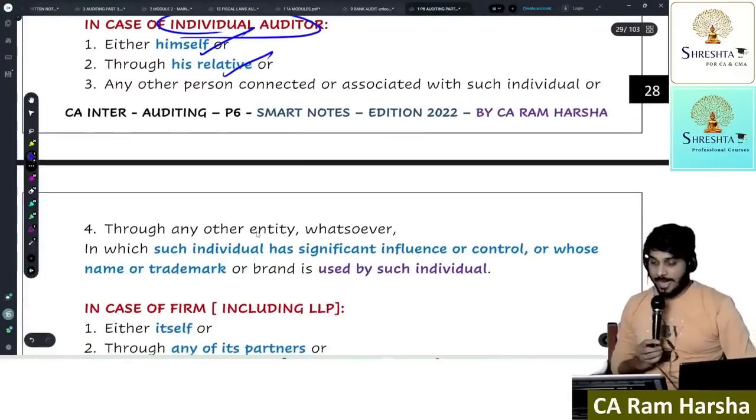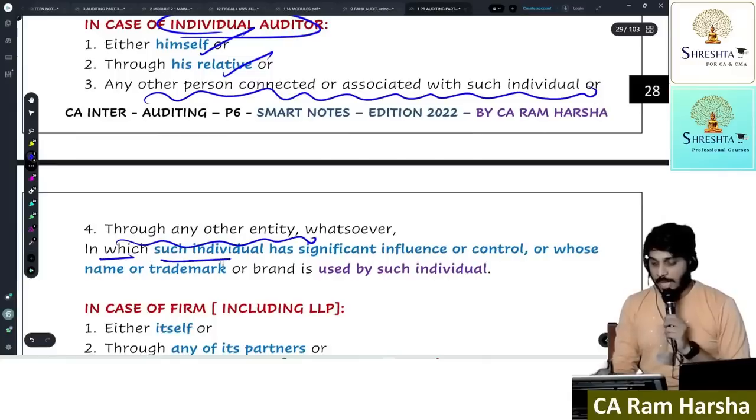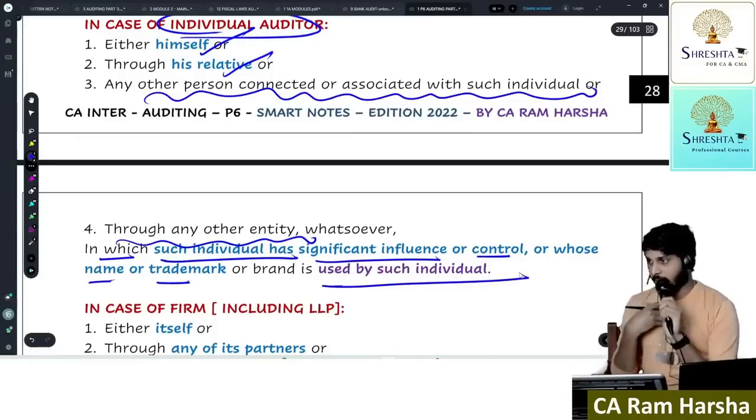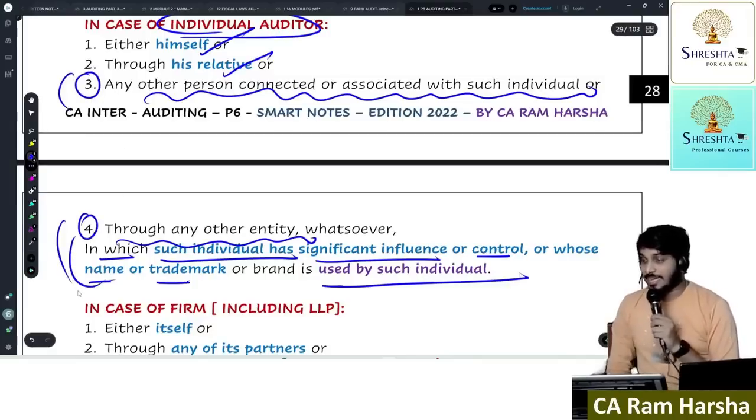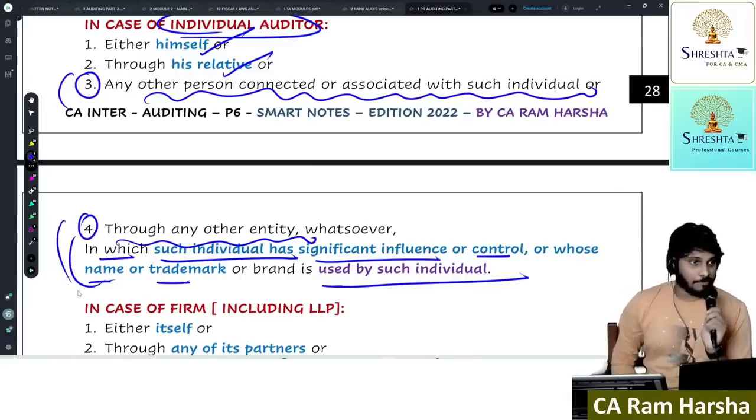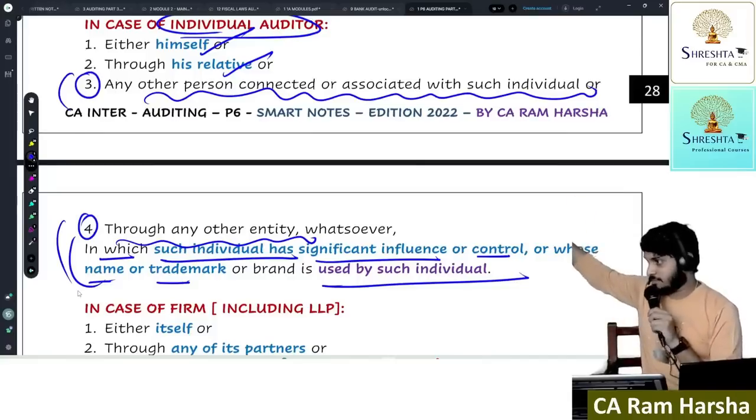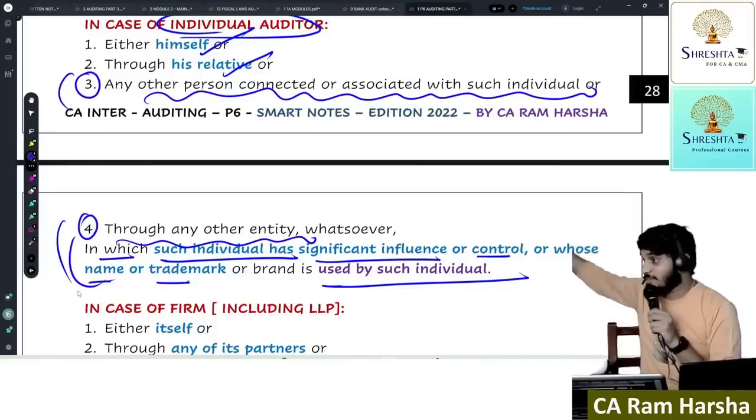Or through any other person connected or associated with me, through any other entity in which I have significant influence or control, or whose name or trademark is used by me. You have to read points 3 and 4 together. Any other person connected or associated with that individual. Associated or connected with me means what? I am a partner in another firm. Can that firm provide those services to the company? No, because the firm is connected with me. The firm is associated with me.